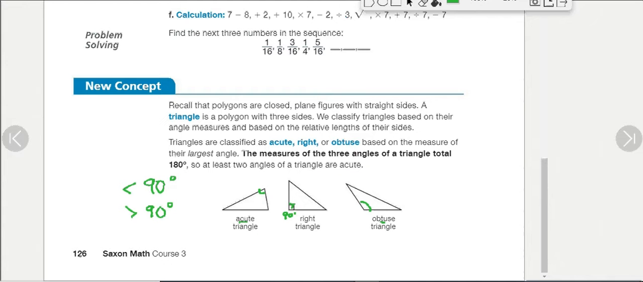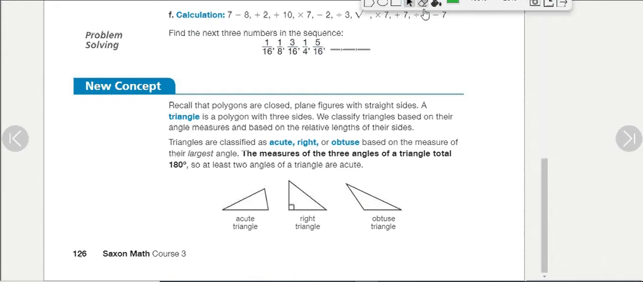Remember, all angles, though, add them up: 90 plus 45 plus 45, or whatever it may be. All three angles of a triangle will add up to 180 degrees, no matter which triangle. All three of these would do that.